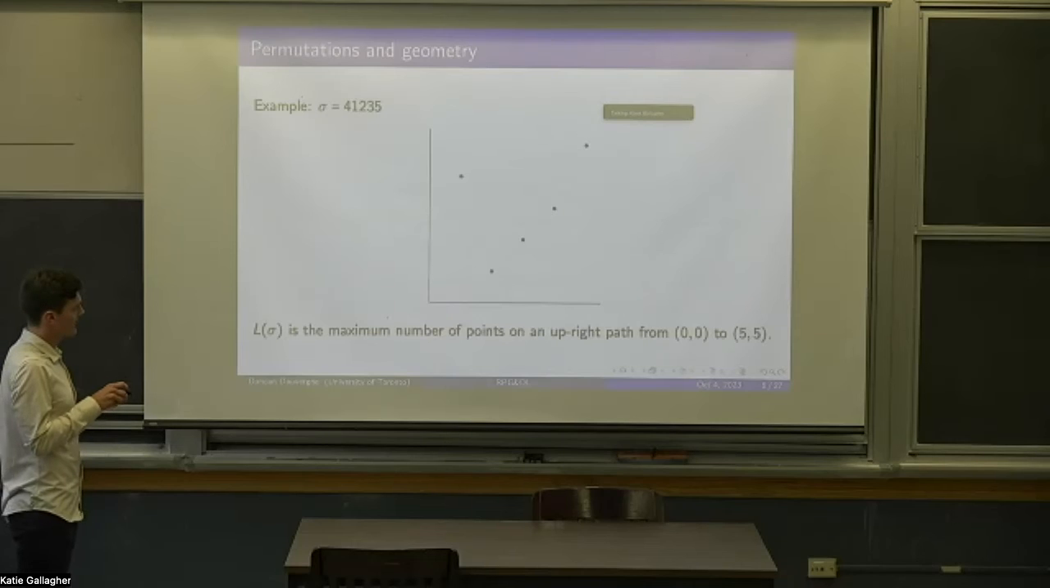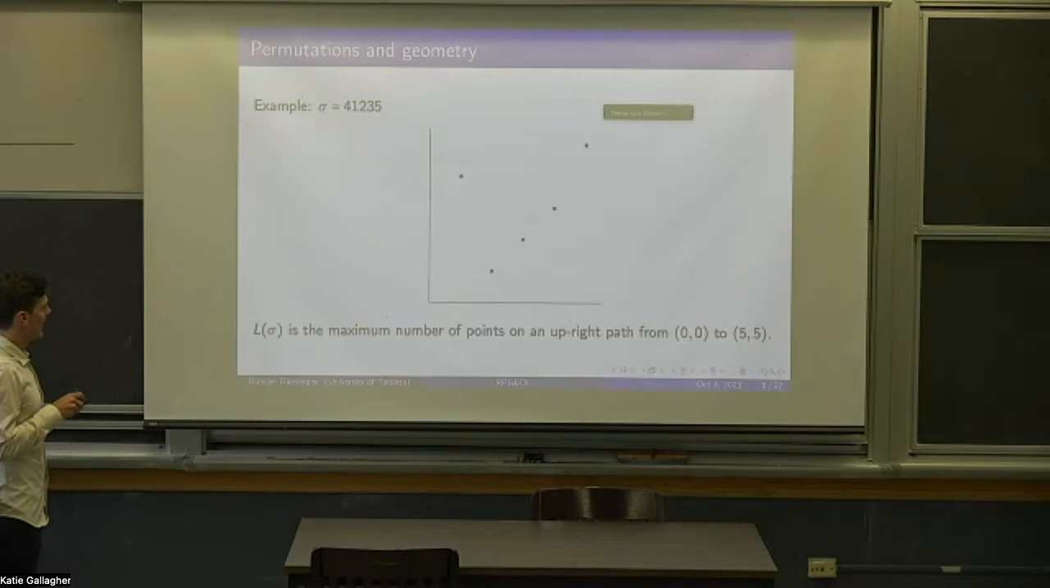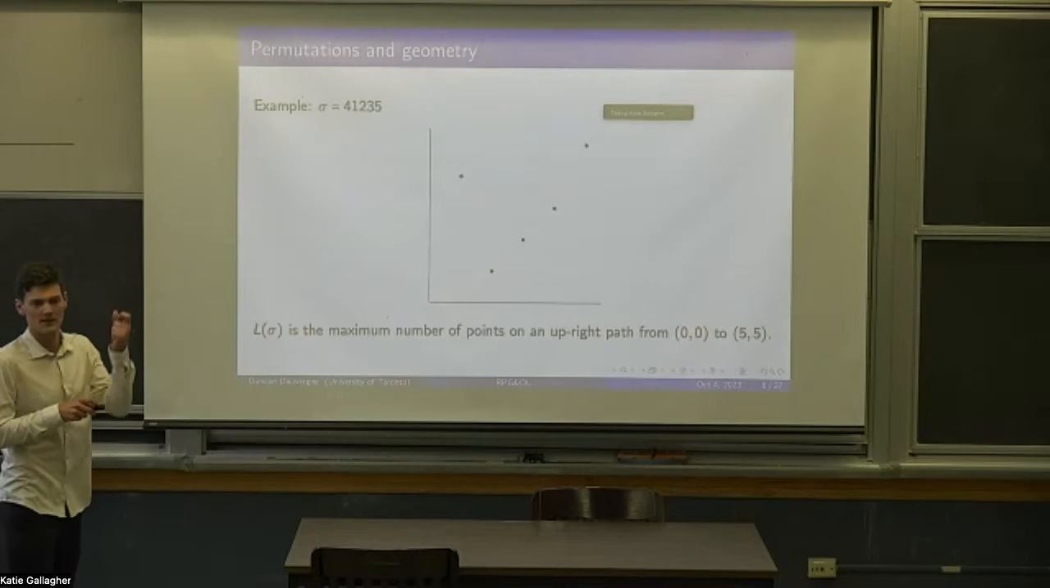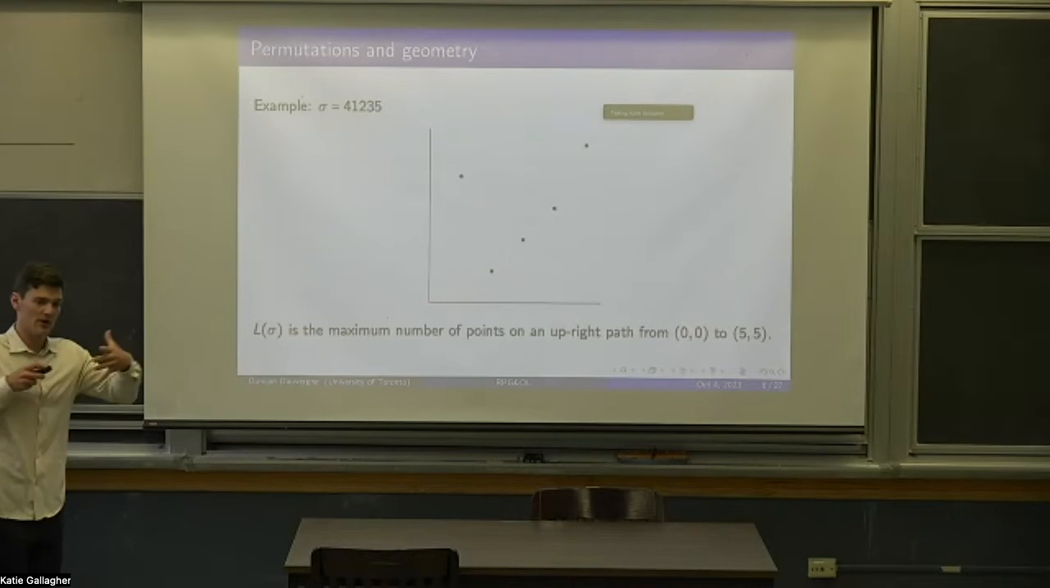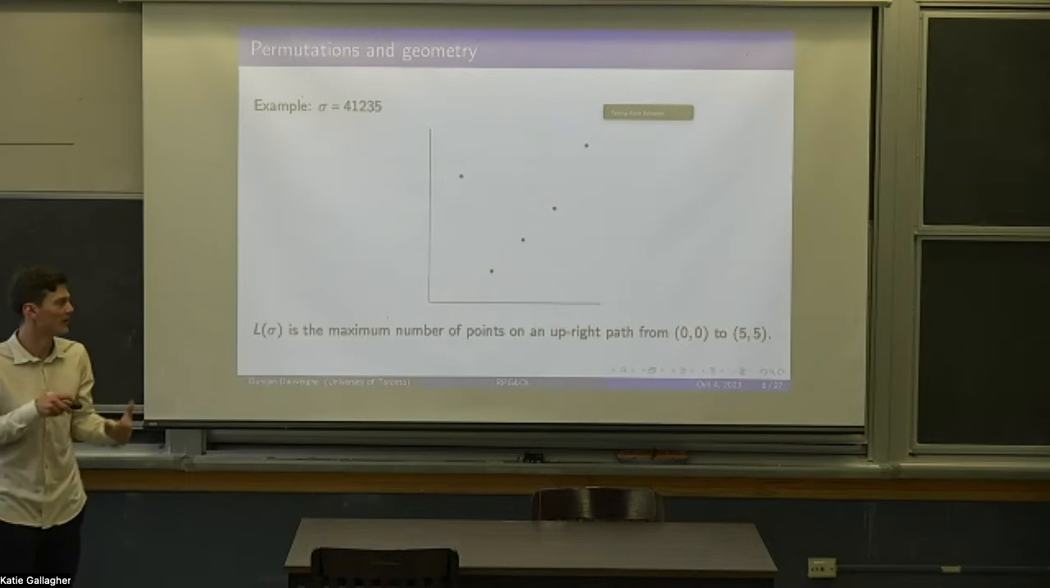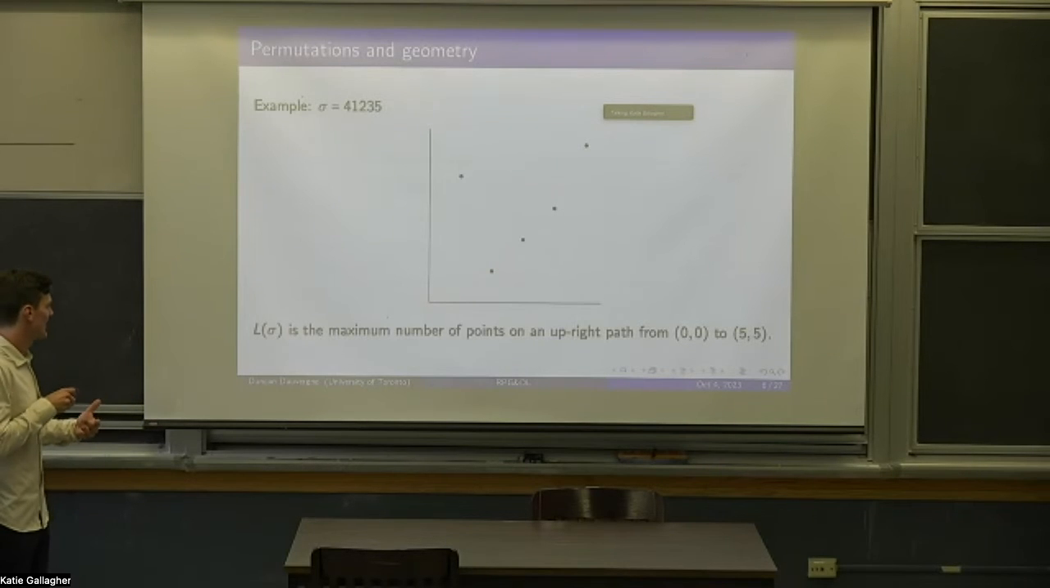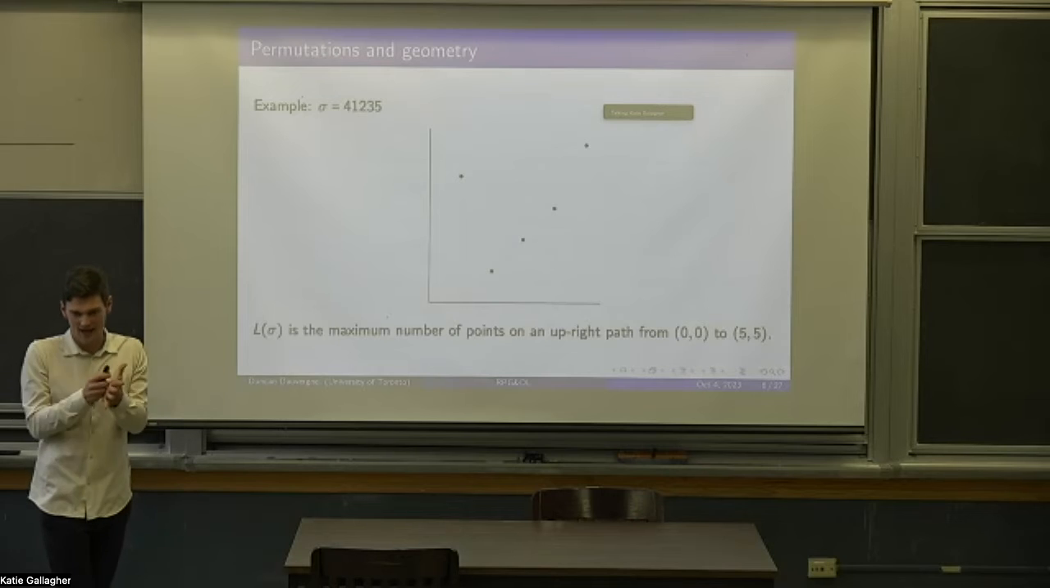And what I can do is think of these points just sitting in the plane, and I can identify L of sigma in the following way. If I look at all paths starting in the bottom corner here and ending in the top corner there, so these are paths that just go up and to the right, then this length, L of sigma, is the maximum number of points that I can fit onto one of these upright paths. So in other words, think of all of these upright paths as having a weight, which is just the number of these points that sit on those upright paths. L of sigma is the heaviest weight of a path.